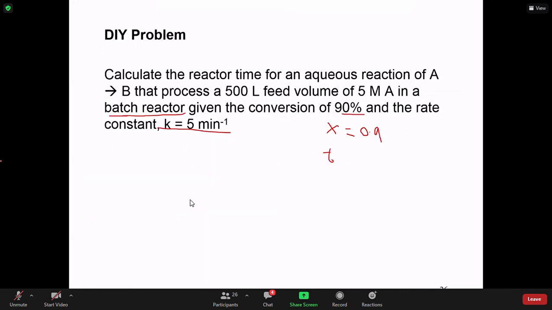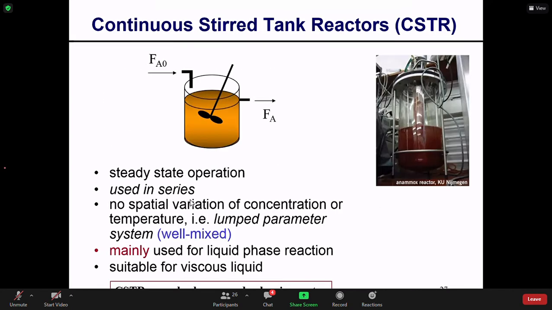Now let's look at the continuous stirred tank reactor, which is CSTR. So we know that for a stirred tank reactor, we have a mole flow in, which is FA naught, and also a flow out, which is the products. The assumption in a continuous stirred tank reactor is steady state operation, because there is a flow in and flow out, so it exists in steady state.